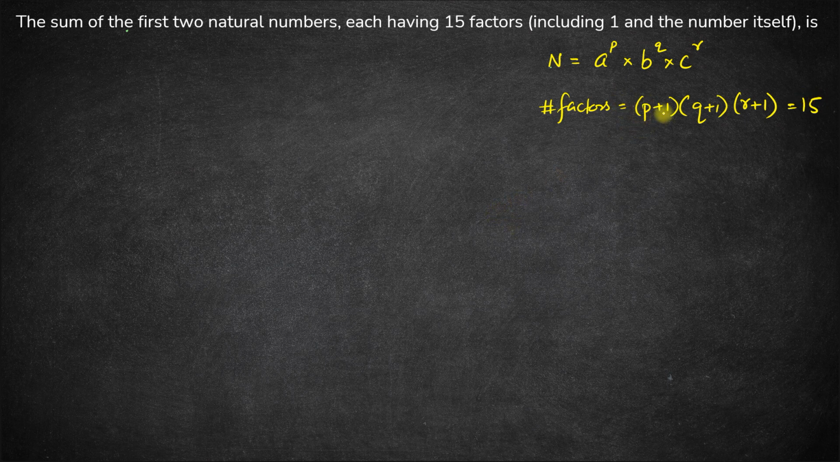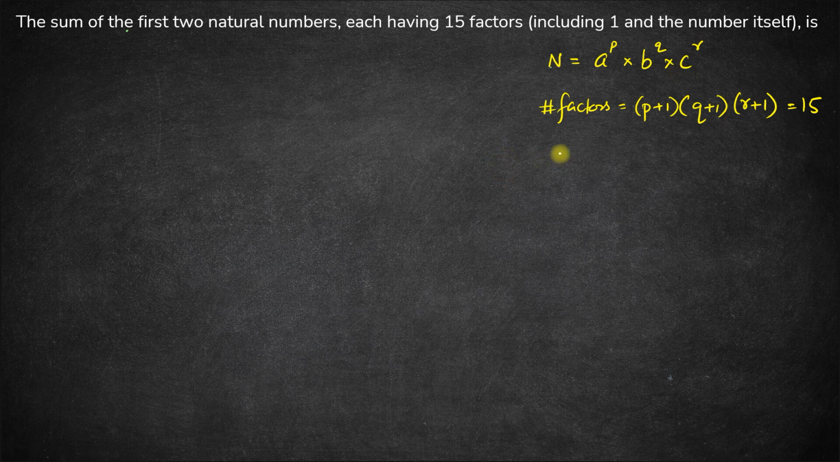Now we don't know as of now whether the number has only one prime factor, two or three prime factors, but whatever it is, the product of p plus 1, q plus 1, r plus 1, or even s plus 1 and so on, should come out to be 15. So let's figure out first how many types of these there will be.